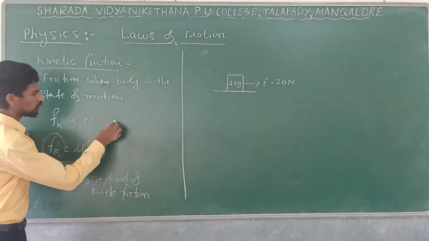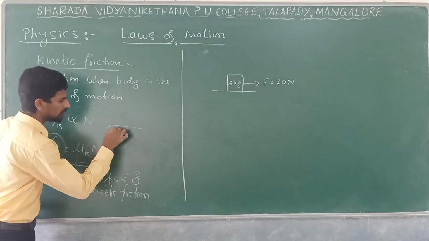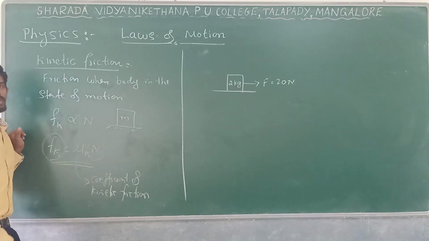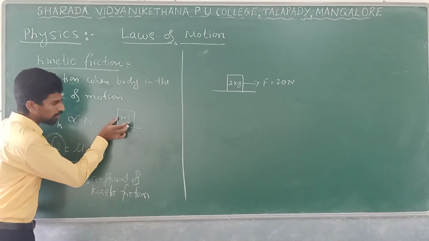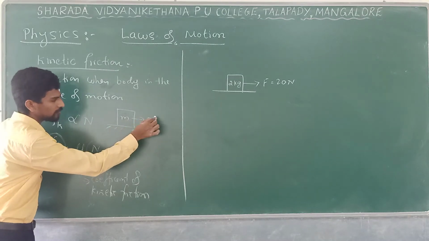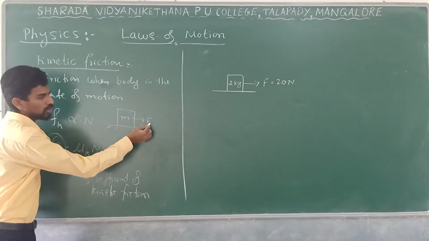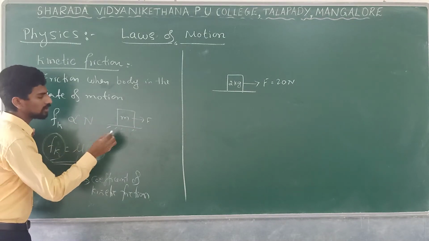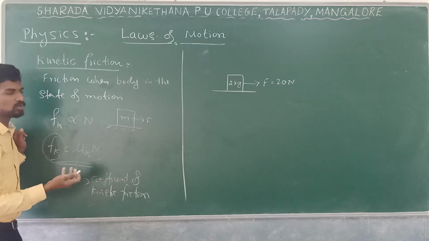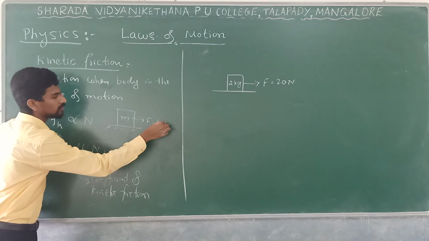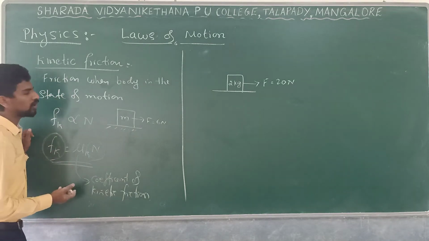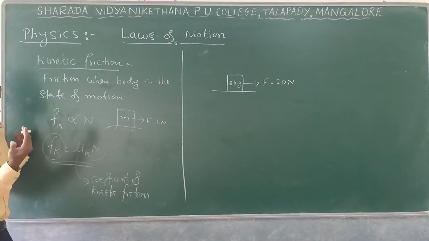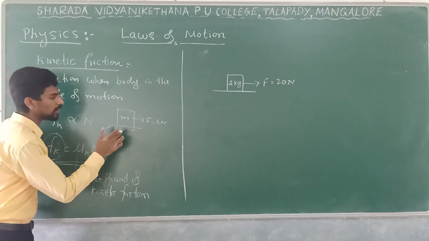What happens here? Consider a body of mass m on a surface. To move this mass, you have to apply some force F. You start applying 1 Newton, it is not moving, 2 Newton, 3 Newton, 4 Newton, 5 Newton. Consider that at 6 Newton it starts to move. So up to 6 Newton it does not move. By doing the experiment, you came to know that to move this object of mass m, you have to apply a force of more than 6 Newton.